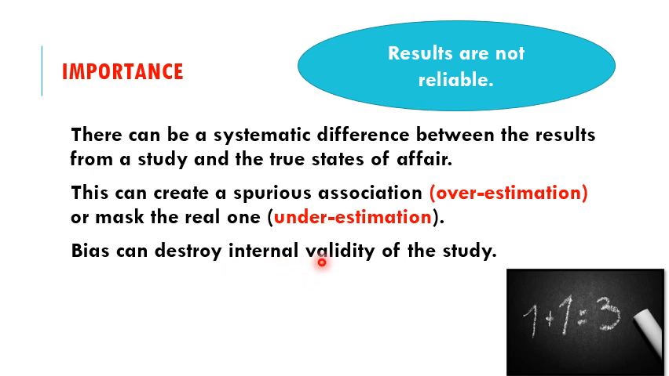That means the value of the study, how much evidence it will generate and how trustable the results are. So there can be a systematic difference between the results from a study and the true state of affairs. Like we all know 1 plus 1 is equal to 2, but here we are getting 3. So there the results will not be reliable.